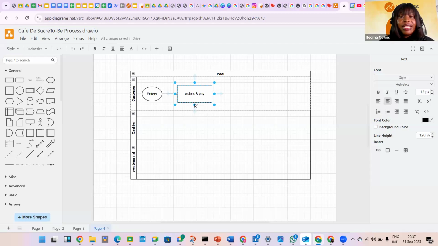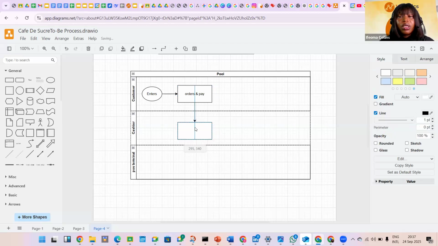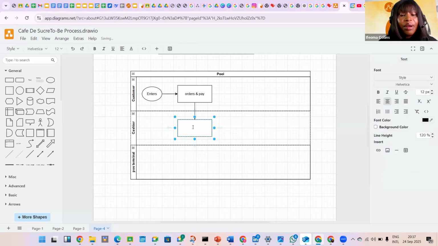So the next process is that after the customer pays, the cashier enters the order into POS terminal. Now, this is their future state, right? This is your recommendation. This is the solution that you are proposing to this business to streamline their orders, right? Okay. Sorry, it's a typo. All right.